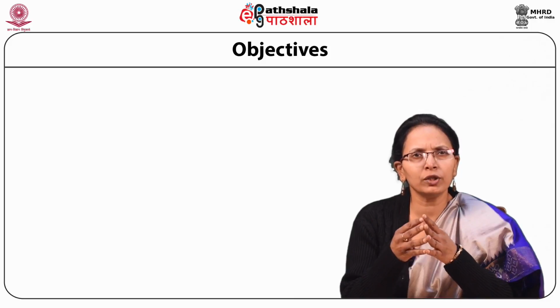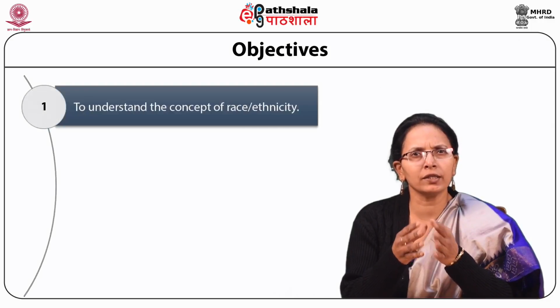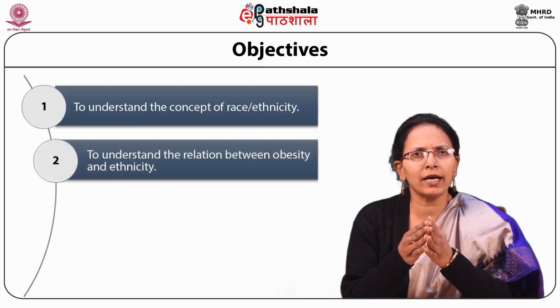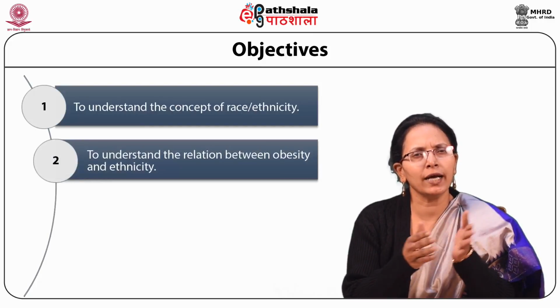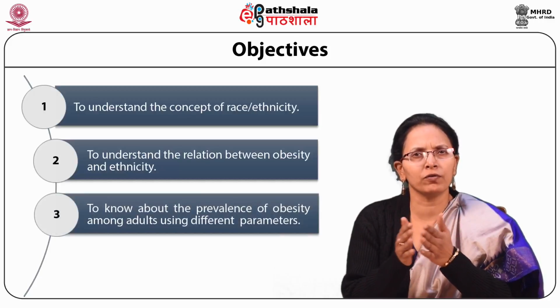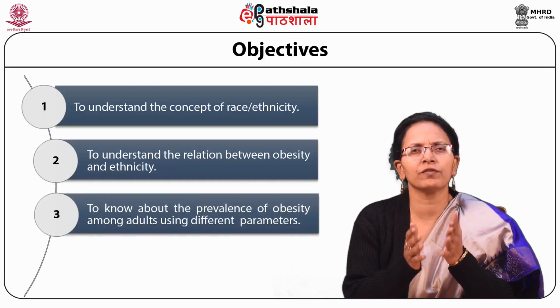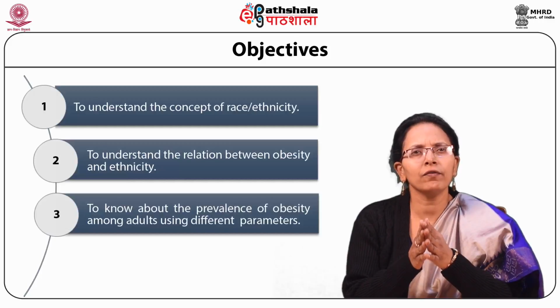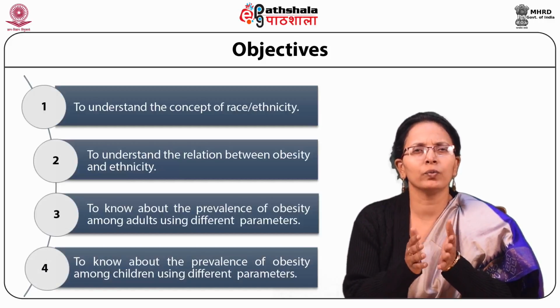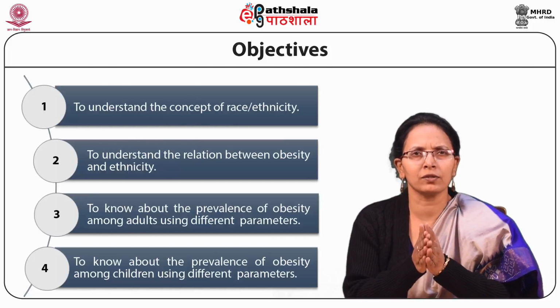After finishing this module, we will be able to understand the concept of race or ethnicity. We'll try and understand the relation between obesity and ethnicity. We'll come to know about the prevalence of obesity among adults using different parameters. And we'll know about the prevalence of obesity among children with different parameters.